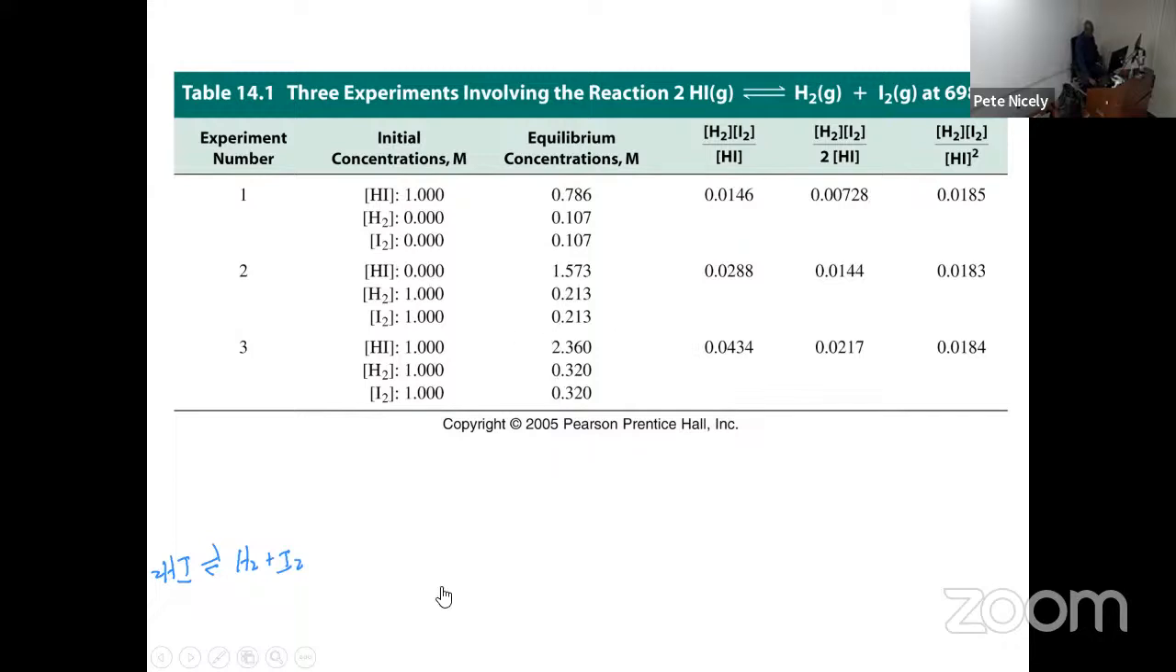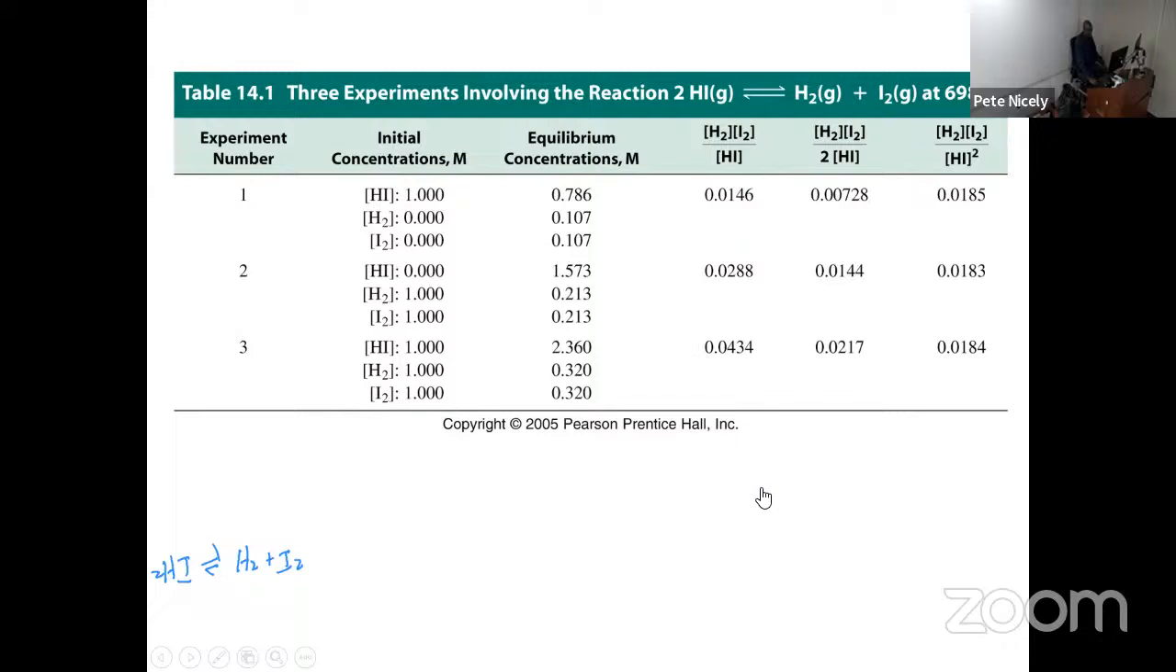So what this experimenter did was to try to make sense of the data. They divided the product of the concentrations of the products by the concentration of the reactant and saw what the result is. And this is the result they got, 0.0146, 0.0288, and 0.434. Doesn't make too much sense. There's no rhyme or reason in terms of the result of that calculation.